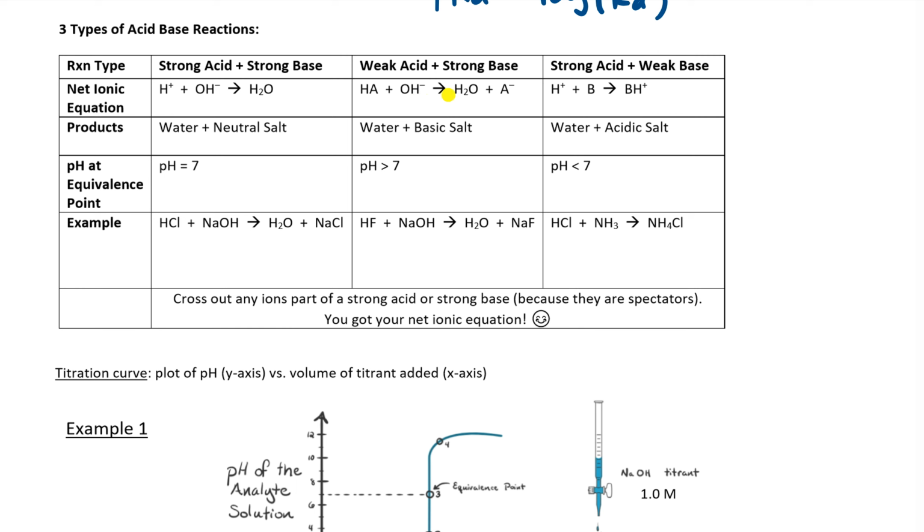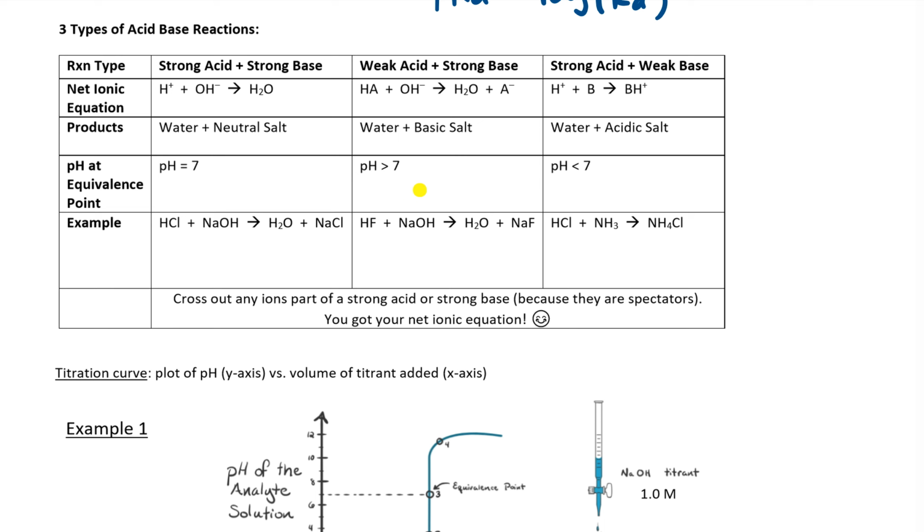The product of a weak acid and a strong base reaction, yes, is water, which is neutral, but also conjugate base, this A minus. So you end up making water and a basic salt. So once this reaction reaches its equivalence point, meaning you have 0 moles of the two reactants, the only thing in the flask is water and conjugate base. And that conjugate base is a weak base. So the pH is going to be above 7, not neutral.